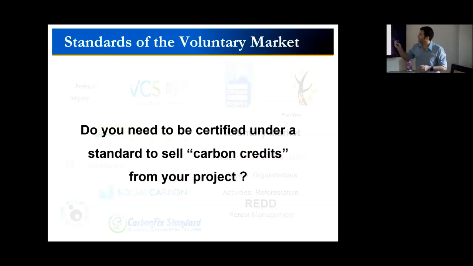But do you need to be certified under that standard to sell carbon credits from your project? No, you don't have to. It just adds credibility. And right now, I gotta tell you, it's basically impossible to sell carbon offsets from your project if that project's not certified. Maybe you can sell it to your uncle, but definitely you cannot sell to University of Florida or anything like that, because they just look for that kind of credibility.